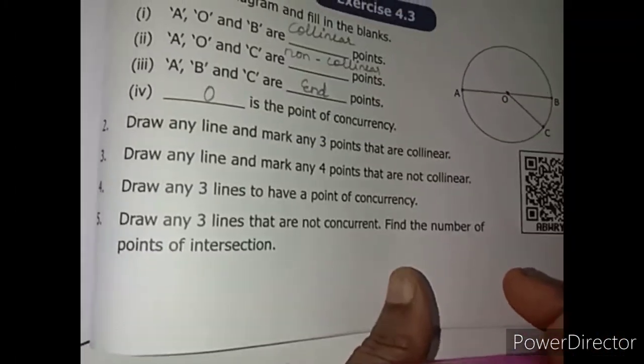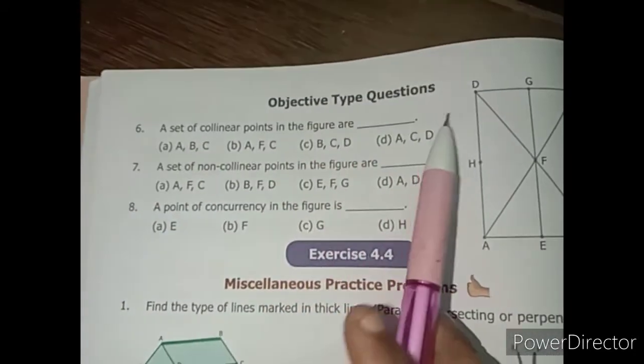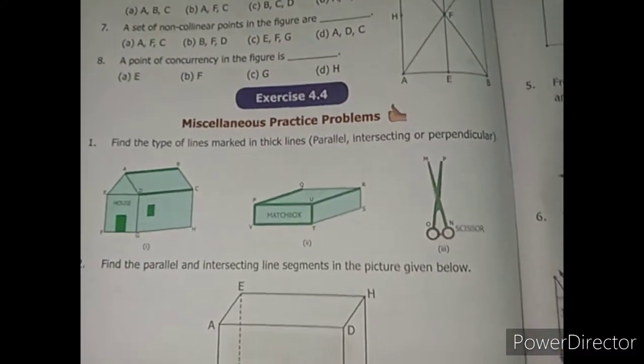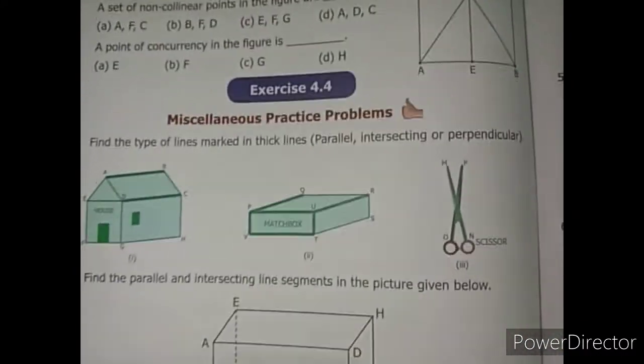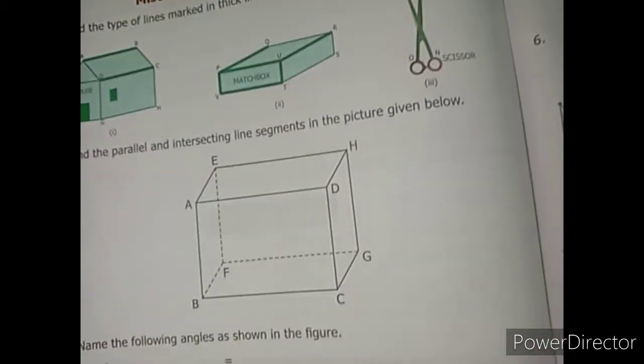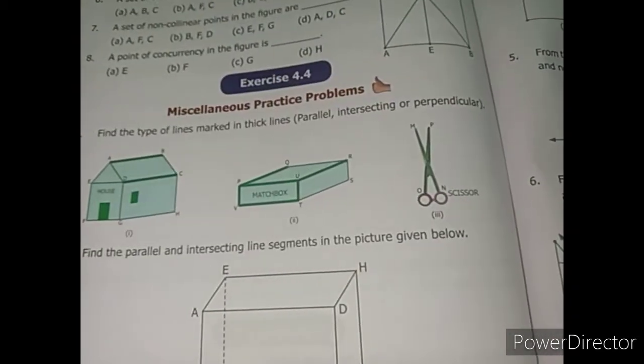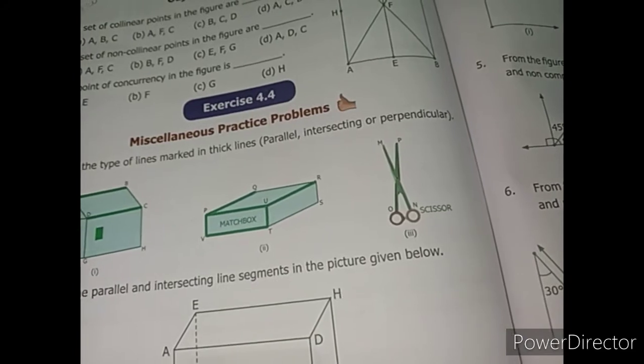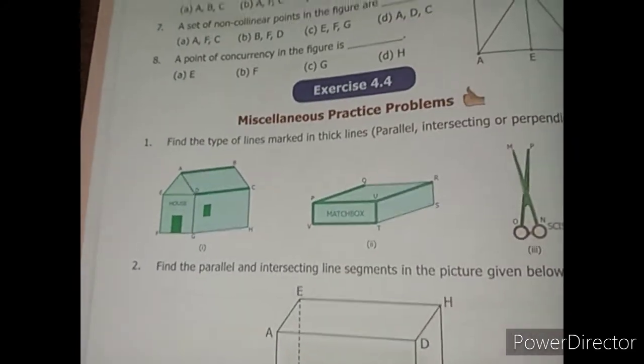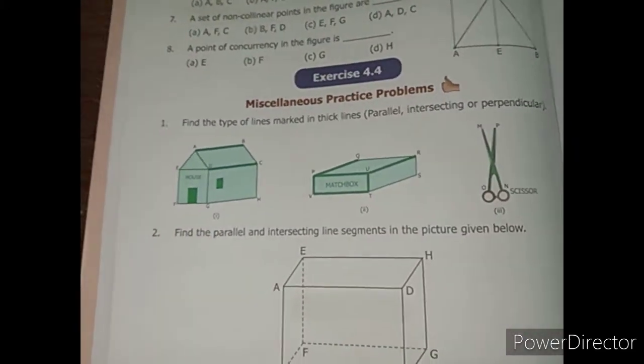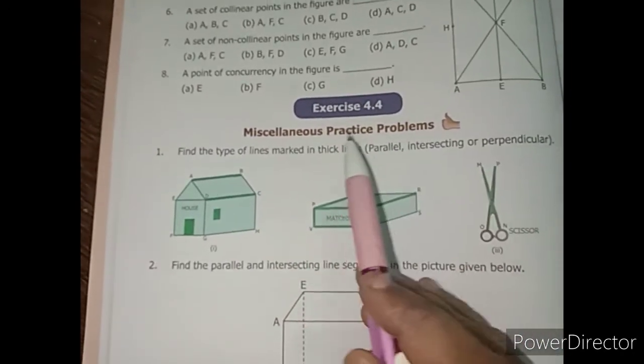Okay, now after the 5th question we are stepping into the 6th one. It is an objective type question. You know what it will be. It is homework. Now we are moving to exercise 4.4. Here also most of the sums we will be doing in the textbook only. Some sums will be worked out in the classwork. Okay, see the first question.